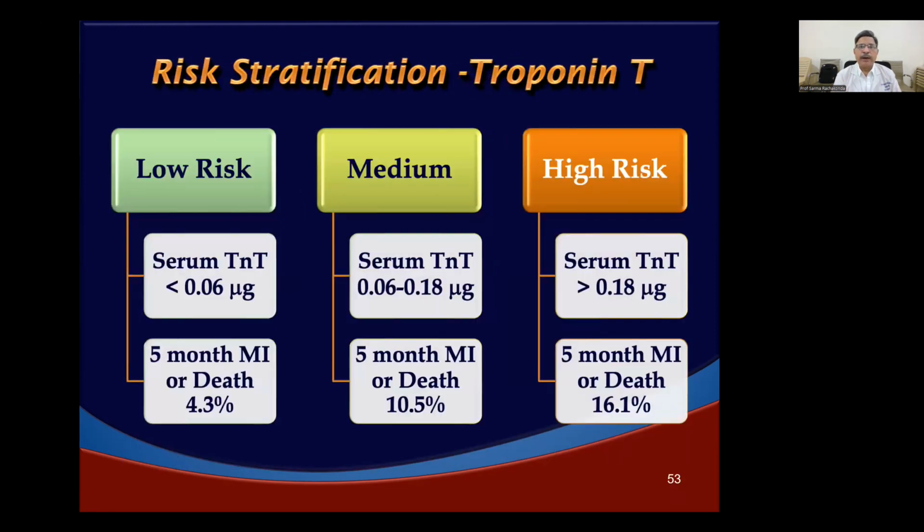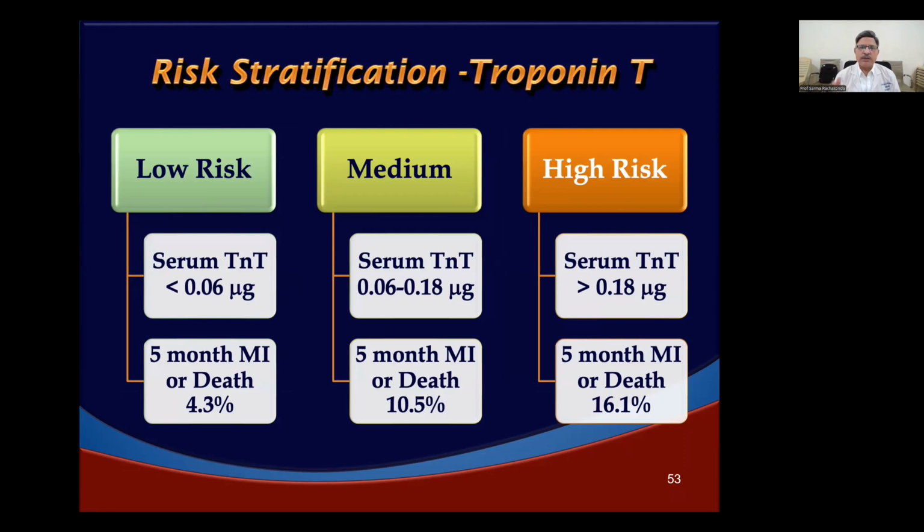Okay. Now, depending on the trop, I have to classify the risk stratification. Low risk, medium risk, high risk. Low risk fellow, death 4.3%, medium risk 10.5%, high risk 16.1%. That is 5-month death. The low risk people, in 5 months, 4.3 will die. In medium risk, 10.5. And in high risk, 16.